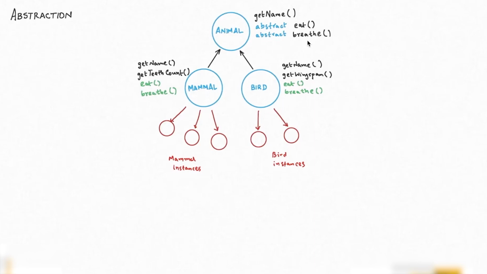How they eat and how they breathe are dependent on how each individual animal implements it, which is why the abstract class only has the method signatures. It only dictates that if you inherit from me, you must implement these methods. And since bird inherits from animal, it has to override the eat and the breathe methods, and it implements these methods in its own way. The same is true for mammal. Mammal inherits from animal, but mammal implements its own way of eating and its own way of breathing.